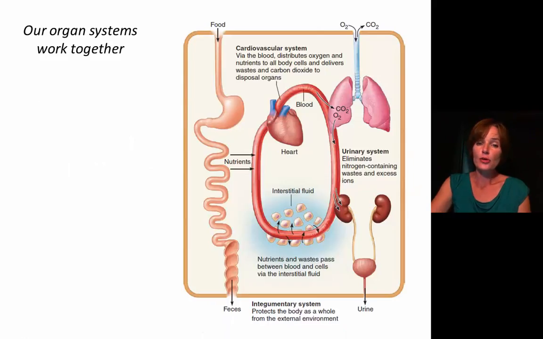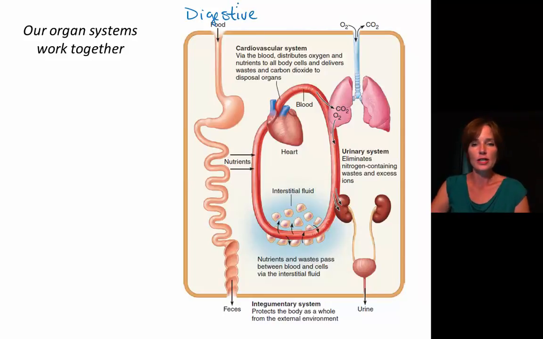So that's a look at the different organ systems that we have. Now, our organ systems must work together. They work together constantly with each other. None of them are really working in isolation for sure. This picture right here shows you an example of how they interact with each other.